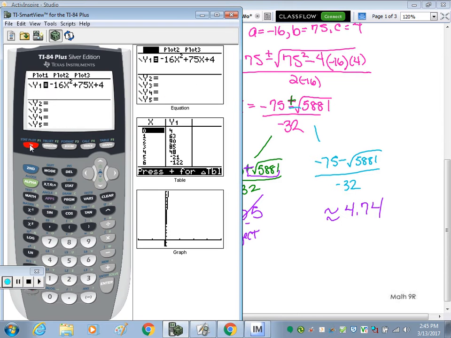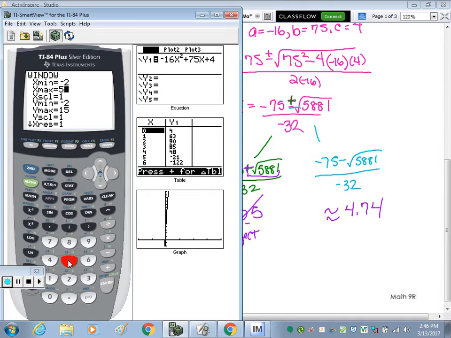Here's the equation. If I hit graph, I can't see where it comes down. I can't even see the highest point on the curve, so we're going to have to adjust our axes. What should I adjust the x max to be? Right now it's at 4. What should I change it to? Okay, 10 would be good, but we know it's going to intersect at about 4.74. So let's do 5. 5 is good.